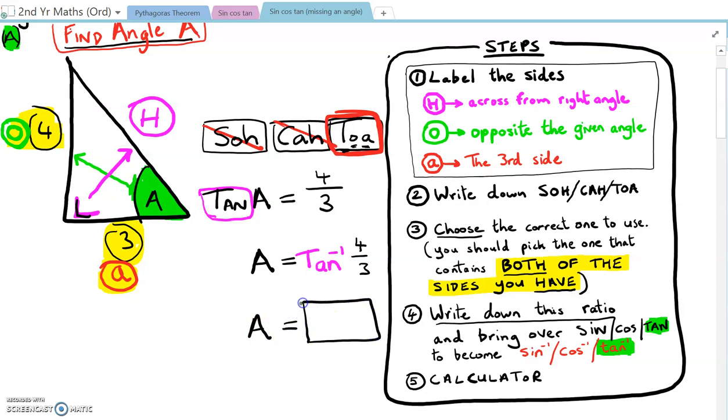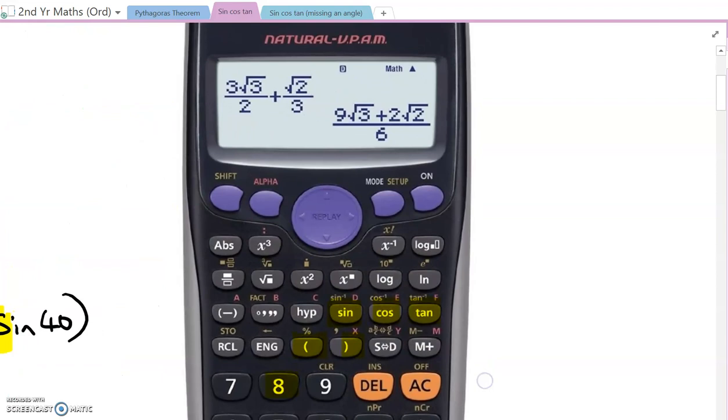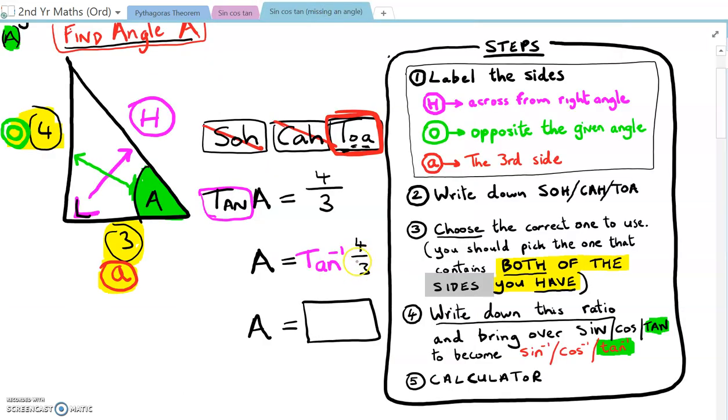Now, you can type that into your calculator to get the answer. Let me show you how to type in tan minus 1. On our calculators, we have the tan button. But in order to get tan minus 1, which is up there, do you see it there? That indicates tan minus 1. You've got to press the shift button first, then this button here. That'll give us tan minus 1. And then we type in 4 over 3.